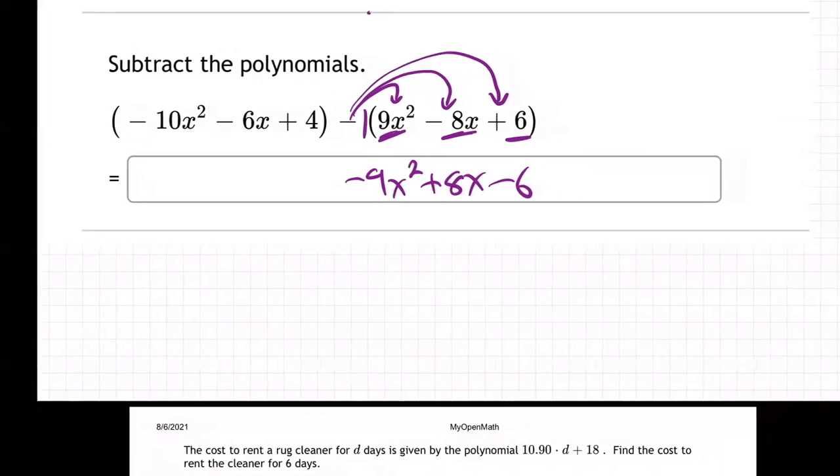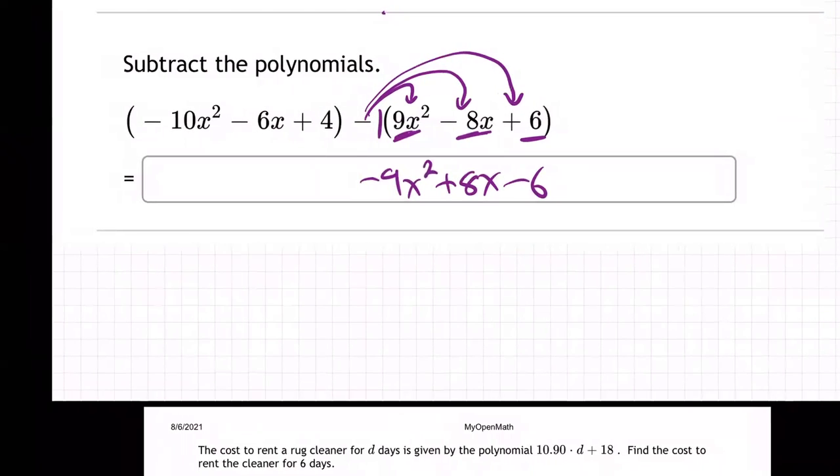Did you track with the signs there? Because negative 1 times 9 is negative 9. Negative 1 times negative 8, 2 negatives make positive 8. And negative 1 times plus 6 makes minus 6. And the parentheses are gone.